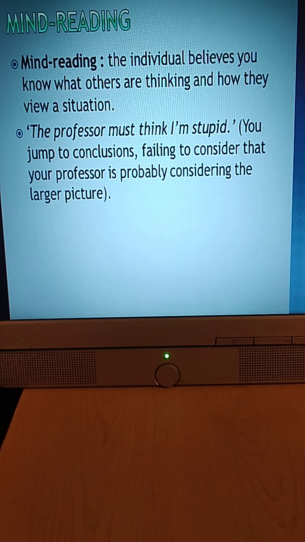Mind reading. The individual believes that they know what others are thinking and how they view a situation. Well, the example is the professor must think I'm stupid. There's a defense mechanism called projection, and projection means that in this situation, those are a person's feelings that they are projecting onto someone else. How would you know what a professor is thinking? You don't know. The professor is really not thinking about anything if they're in the classroom teaching but the literature that's in front of them or in his or her head.